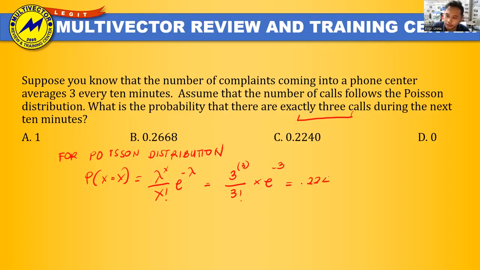So 0.224. Okay, so letter C. Direct substitution na lang siya, direct formula lang. So kapag ka-equal yung ating average and yung pinahanapan natin na probability, which is exactly 3 daw, sinabi sa problem. Okay? So next. So sinabi niya lang, P of X equals 3, it is actually yung lambda natin, which is actually the average, yung 3. So ito lang din yun, nire-rewrite ko lang.